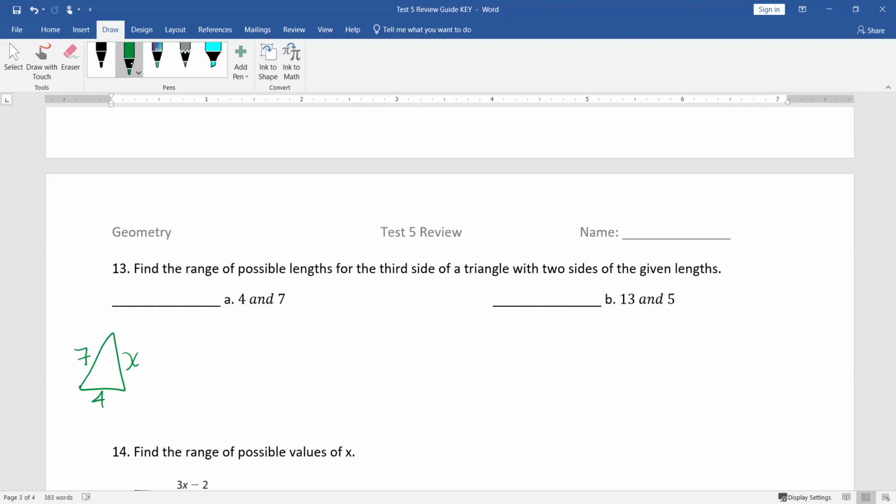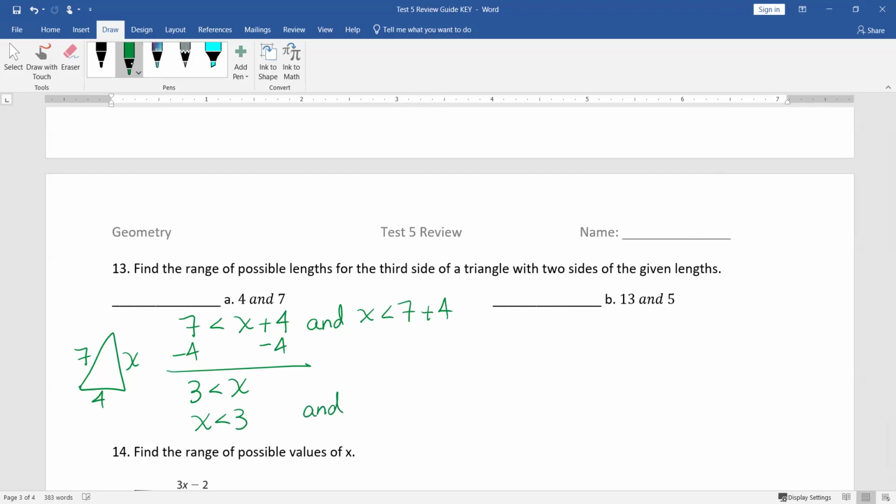The first one is I take the longest given side. So 7 has to be less than x plus 4. And then x also has to be less than the two that I know, which is 7 plus 4. So there's my two inequalities. In the first case, I subtract 4 from both sides, and that tells me that x has to be greater than 3. This is a conjunction, so I got the other side. In this case, x has to be less than 11.